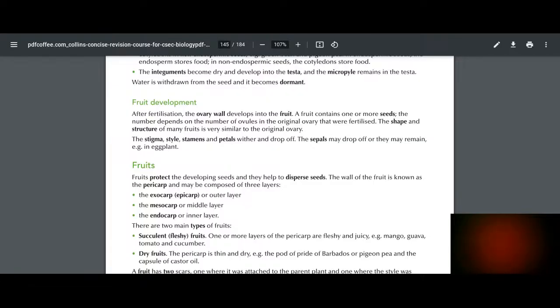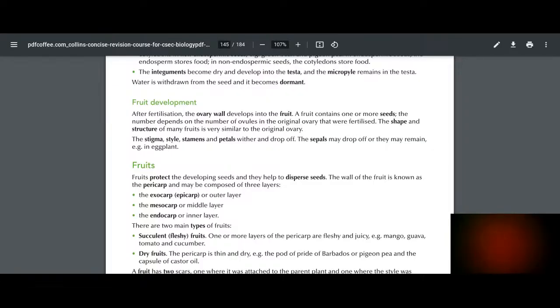The stigma, style, stamens, and petals wither and drop off. The sepals may drop off or they may remain, for example in eggplant. The fruits protect the developing seeds and help to disperse seeds. The wall of the fruit is known as the pericarp.